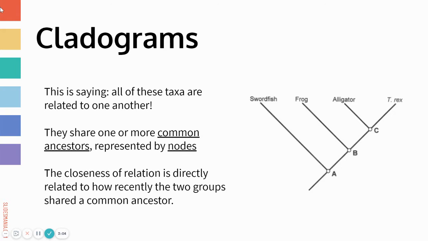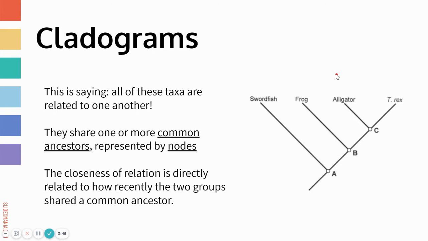And the way to find a common ancestor is by looking at a node that connects two of the branches. And so, for example, in this diagram, we can see that alligator and T-Rex, their branches converge at this node labeled C. And so we would say C was the common ancestor that gave rise to both alligators and T-Rex. And then if you go further back, this point labeled B is the node where we had a common ancestor that gave rise to frogs and gave rise to the common ancestor of alligators and T-Rex. And then even further back, A is the common ancestor of swordfish and the common ancestor of frogs and species C, which then gave rise to alligator and T-Rex.